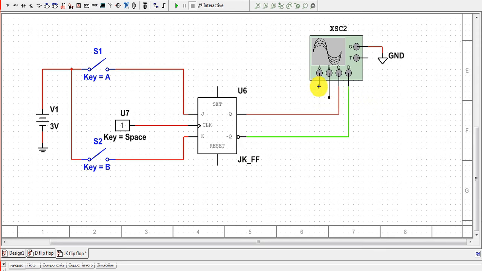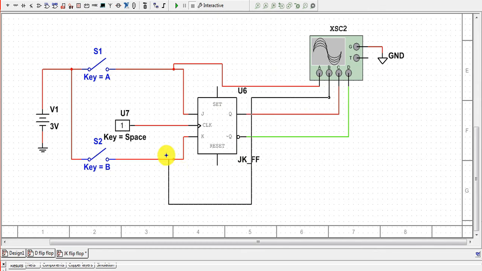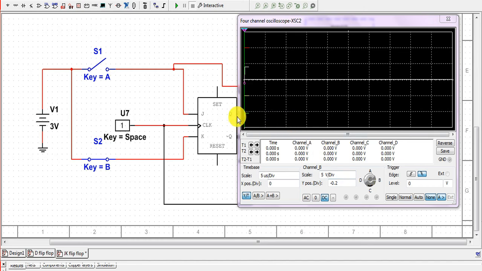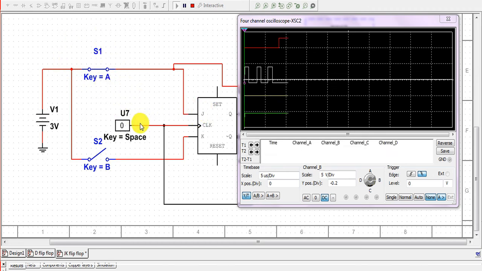Now we will connect the input of the first switch to channel A, and the clock signal to channel B. Now we will switch on the circuit and see the timing diagram. As soon as we start the circuit, we can see the clock pulse. There is no change in the output with the change of the clock signal, as we have not provided any input. Now if we switch on key 1, that is, apply the signal from J, then with the rising pulse the flip-flop goes to the set position.